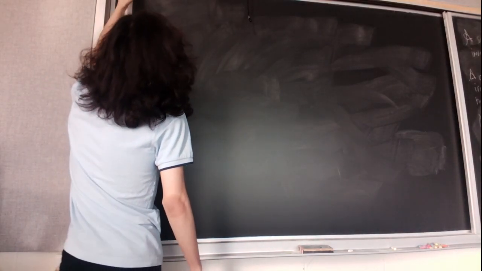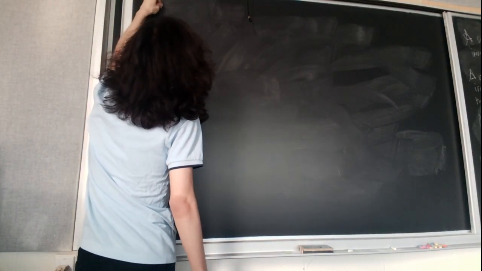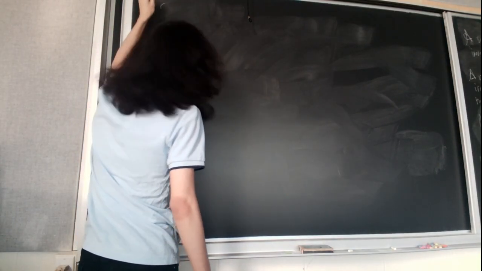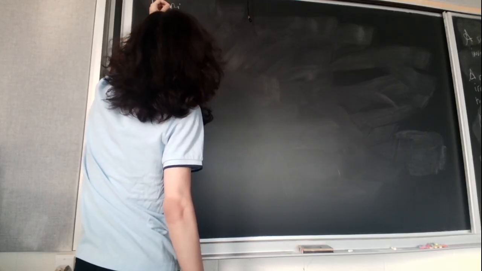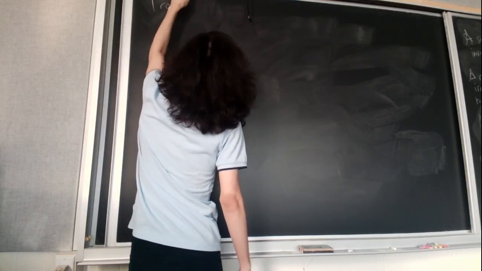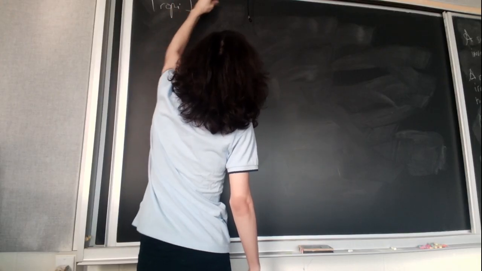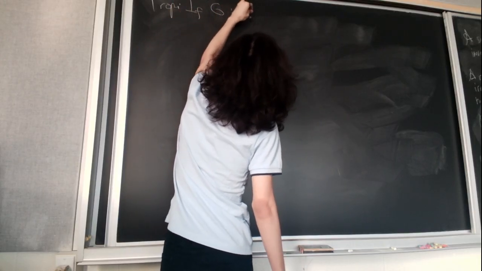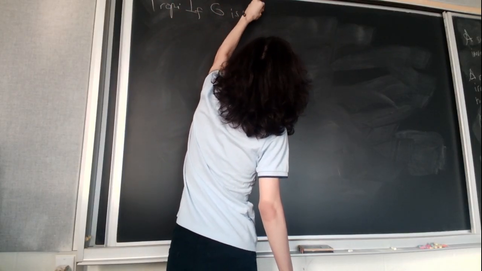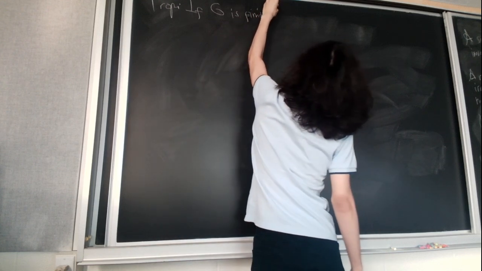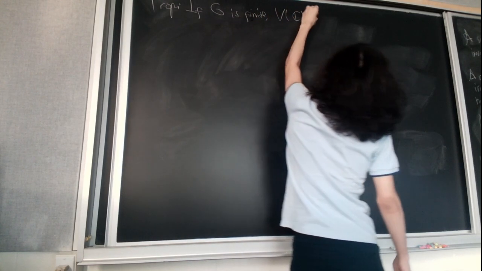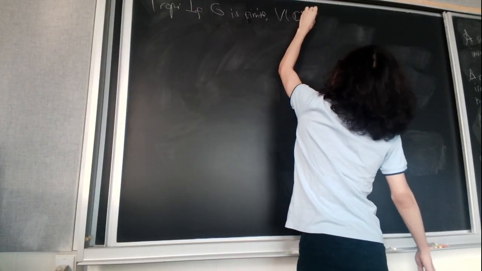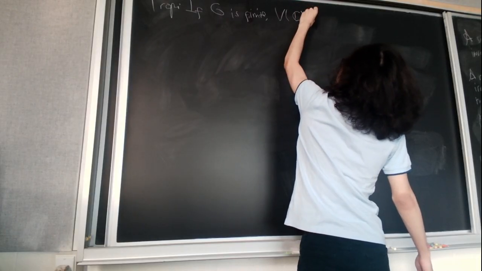And so let's quickly prove that result. Proposition: if G is finite, V is a complex finite dimensional vector space.